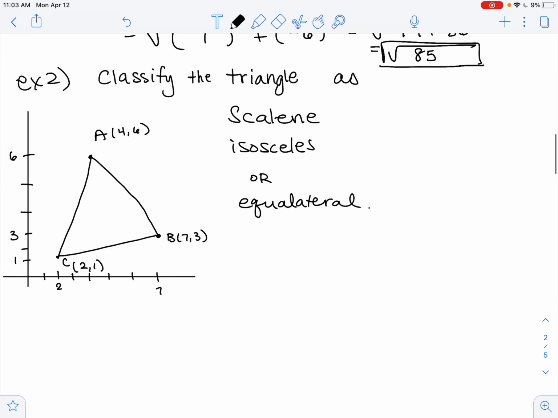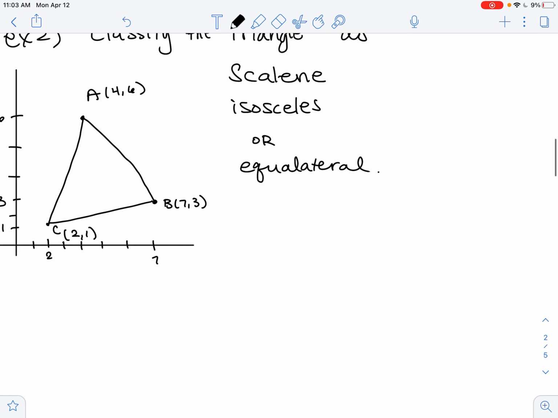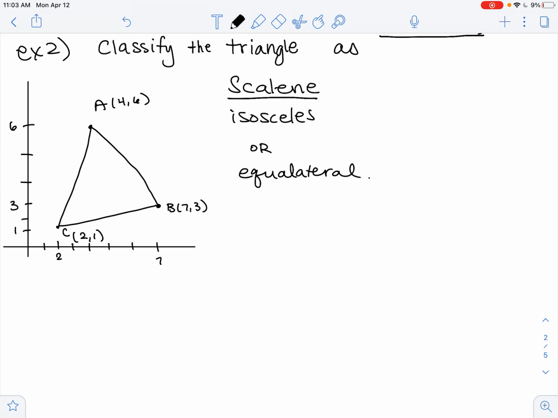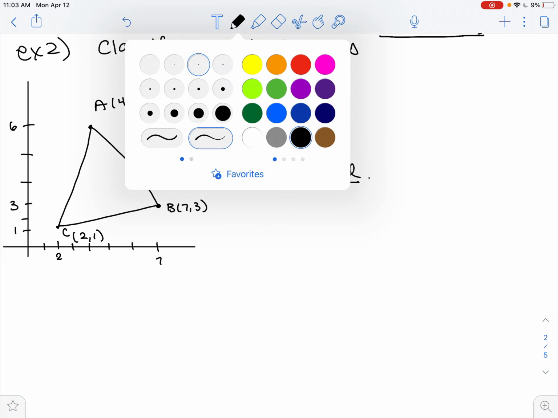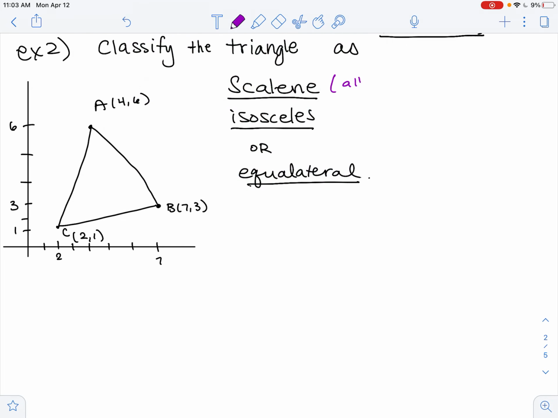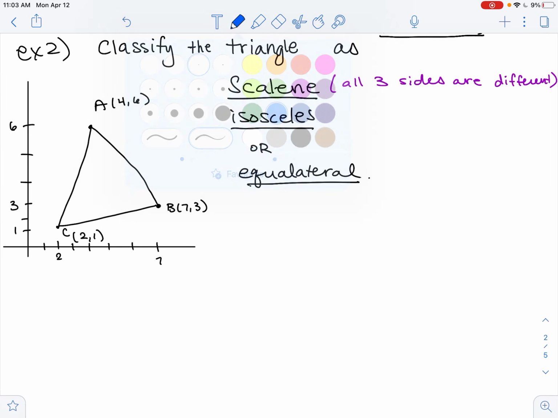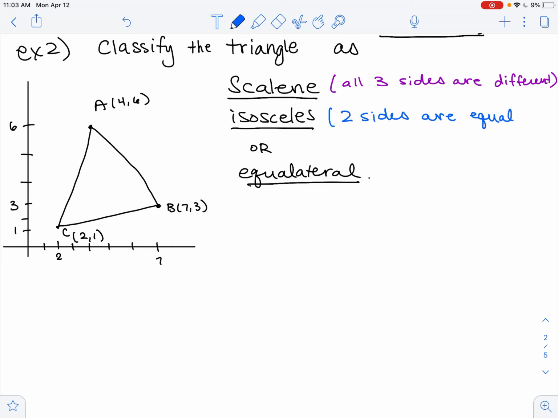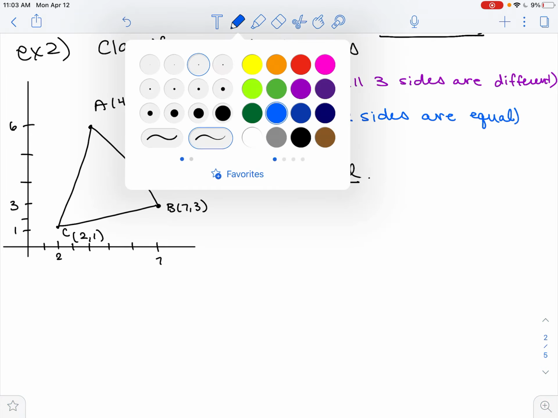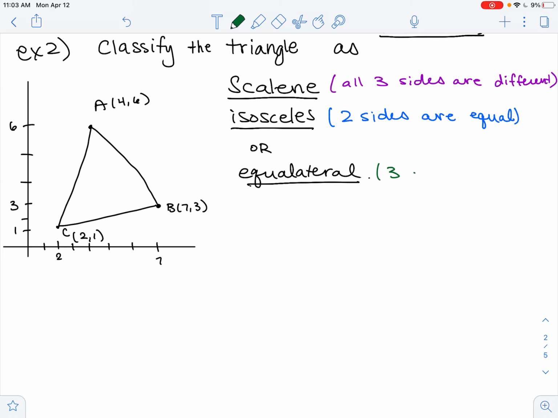So what if we use that idea of the distance formula and we had to classify a triangle as scalene, isosceles, or equilateral? Remember that scalene means that all 3 sides are different sizes. Okay, and then isosceles means that 2 sides are equal, meaning one side is different. And equilateral means all 3 sides are equal.